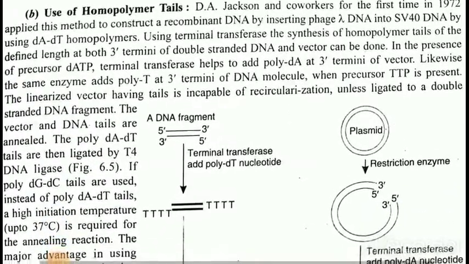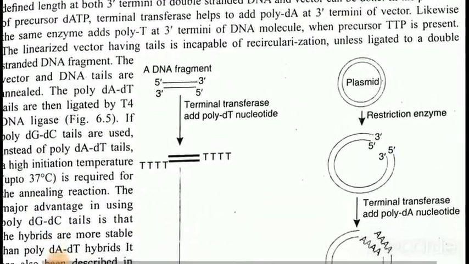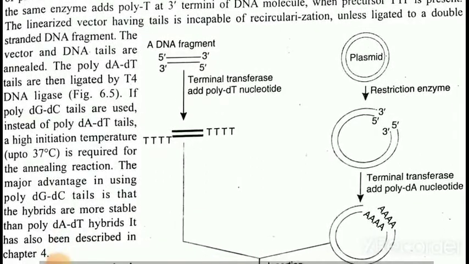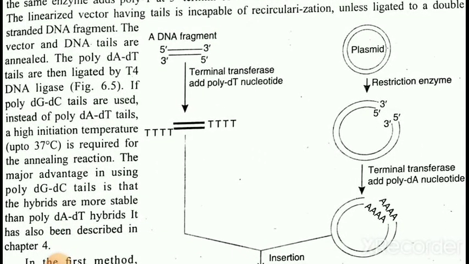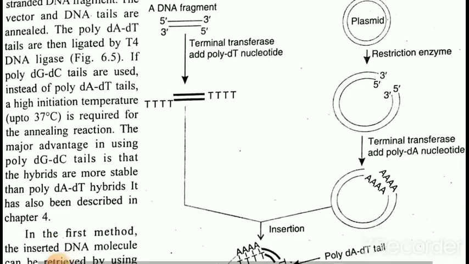If poly-dG-dC tails are used instead of poly-dA-dT tails, a higher initiation temperature, up to 37°C, is required for the annealing reaction. The major advantage in using poly-dG-dC tails is that the hybrids are more stable than poly-dA-dT hybrids. It has also been described in Chapter 4.